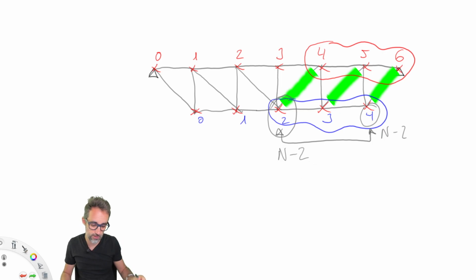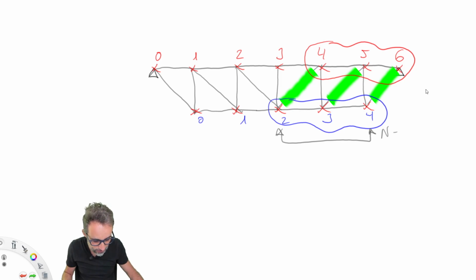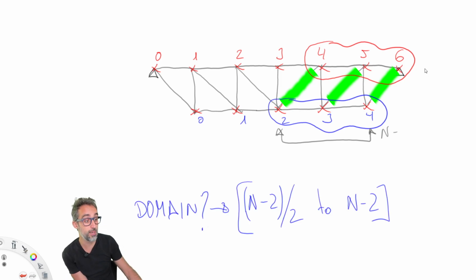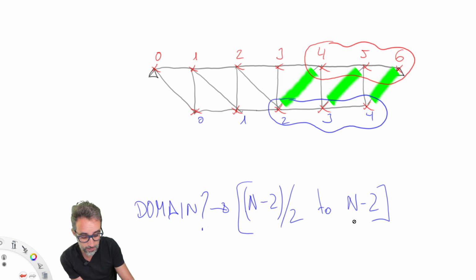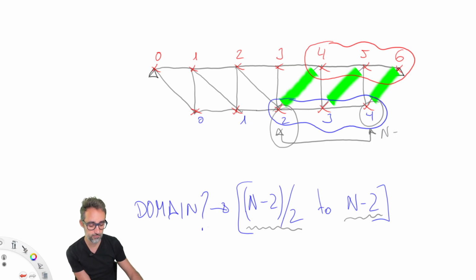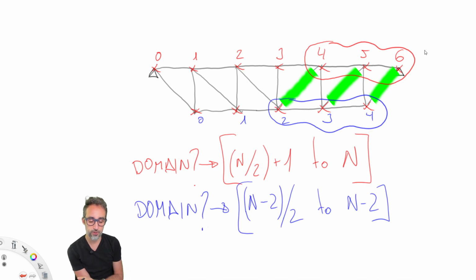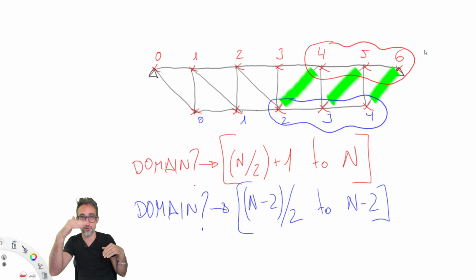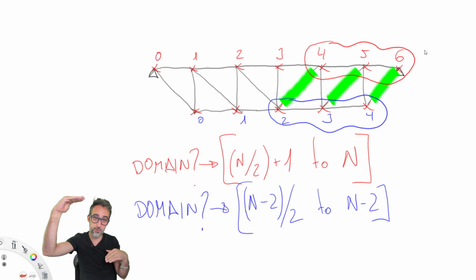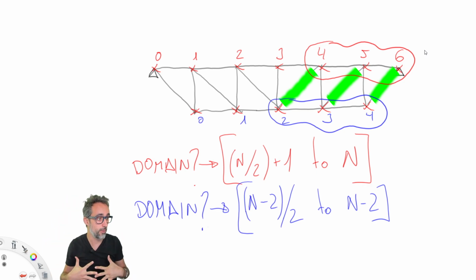So if that's the case, then I think we can make a rule here where we say that the domain for the points on the bottom is going to be n minus 2. So that's going to be this point here, and then n minus 2 divided by 2. So half of that is going to be that one here. And therefore, these are going to be both of our rules for designing the domains that we're going to use to extract points from the list of nodes on the top and the list of nodes on the bottom.